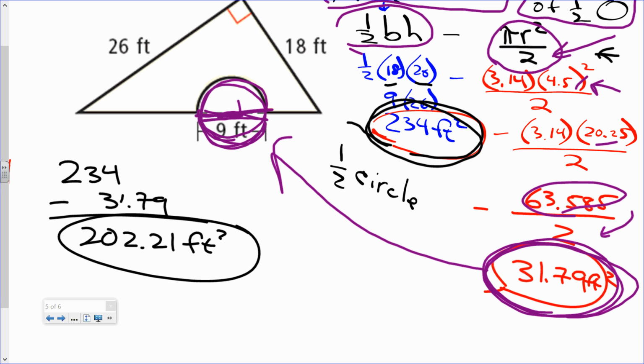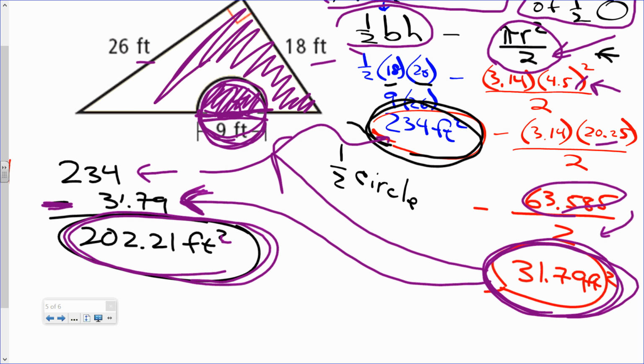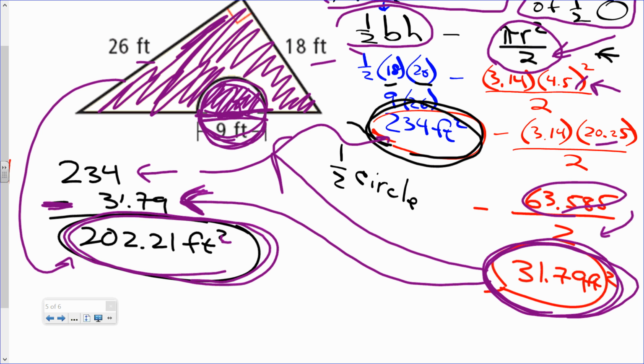We're now going to take the area of the triangle, remember, we got it right over here, and I'm subtracting the area of the half circle, which is empty. This empty space is half a circle, and that's this value, 31.79. That's going to give us a grand total of 202.21 square feet. Again, the units are in feet, so area is always in square units, in this case square feet. So this yellow part is 202.21 square feet.